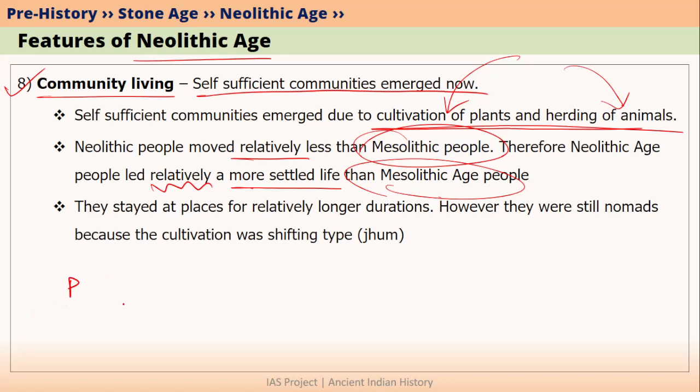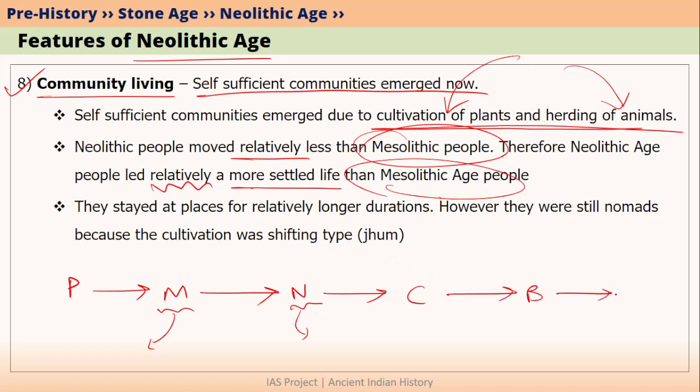So as time goes on, people started to live a more and more settled life. So compared to Paleolithic people, Mesolithic people relatively led a settled life. But Mesolithic people were still hunters and gatherers, so they moved into different places for hunting animals. Compared to Mesolithic age people, Neolithic age people were more settled because their main focus was cultivation of plants. Because of cultivation of plants, they had to stay within an area for longer periods of time. And this is how it progresses. Chalcolithic people will be more settled than Neolithic. Bronze Age people will be more settled than Chalcolithic people. Iron Age people will be more settled than Bronze Age people.